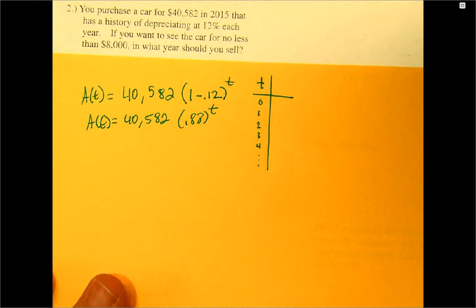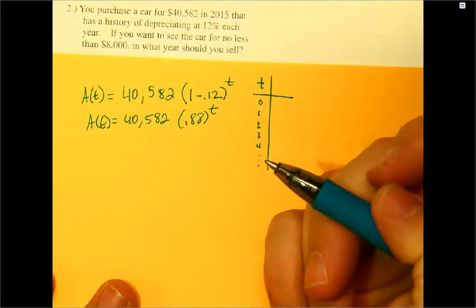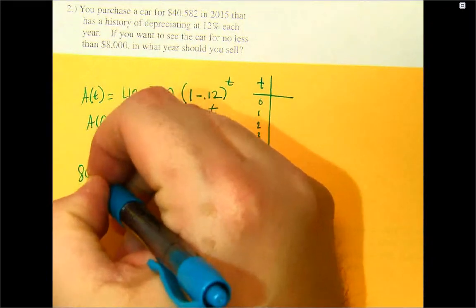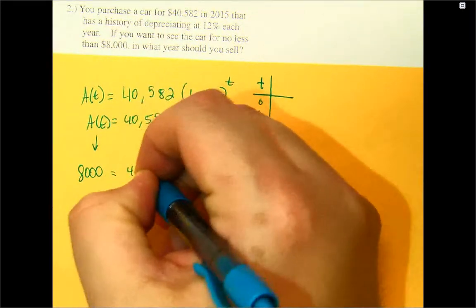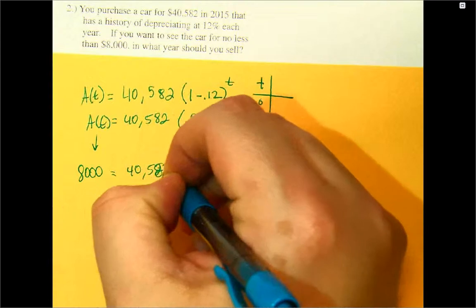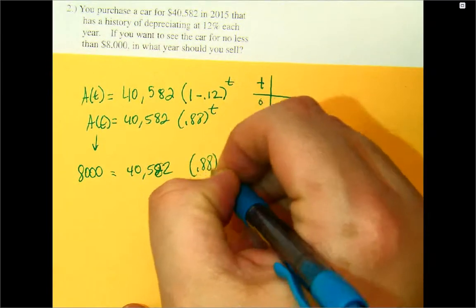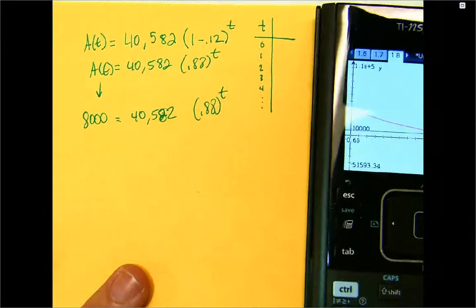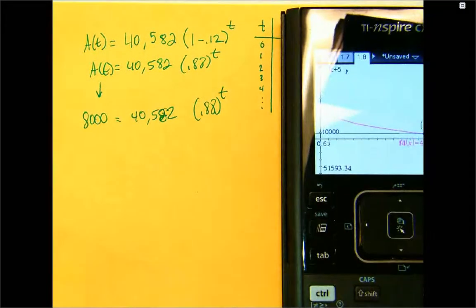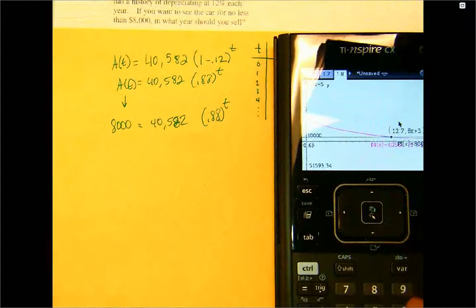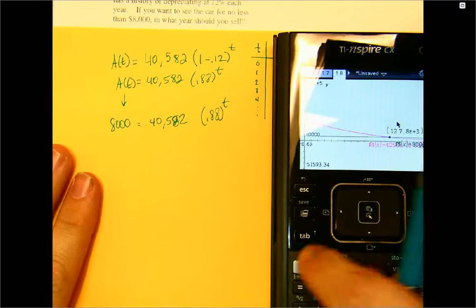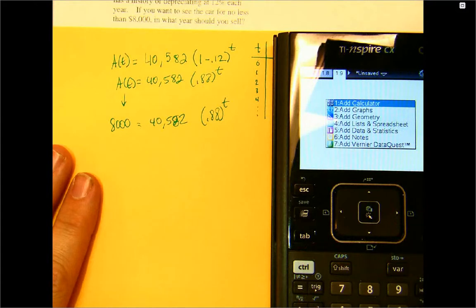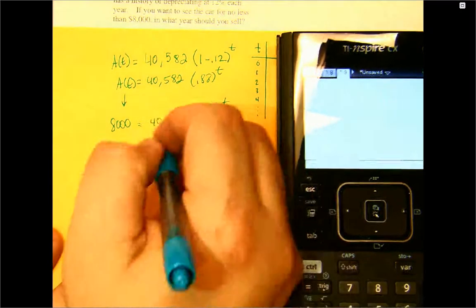Now, if you want to do it more algebraically, say I want that to be 8,000. And that's going to be 40,582 times 0.88 to the t. And since t is in the exponent, we're going to have to use that natural log nonsense that we've been using before. Let me zoom it out just a little bit. And I'm going to need a calculator in here. First off, divide by 40,582.